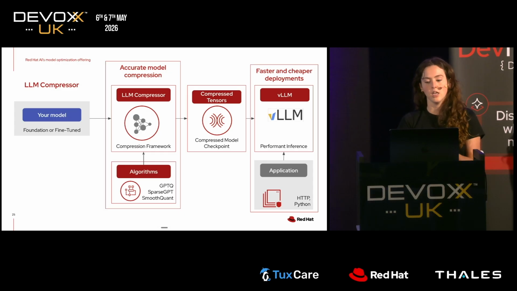Okay, an option for quantizing: LM Compressor, another open source project. You can pick your algorithm with this one, like SparseGPT or SmoothQuant, and decide how you want to compress that model and what works best for you. Then you inference it with vLLM potentially, Ollama maybe.